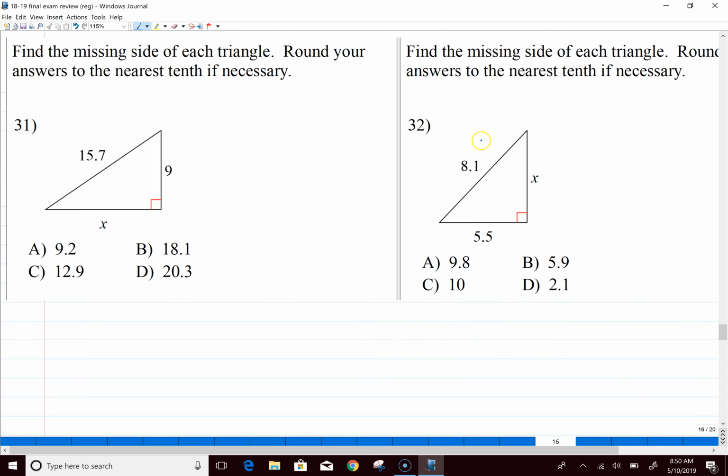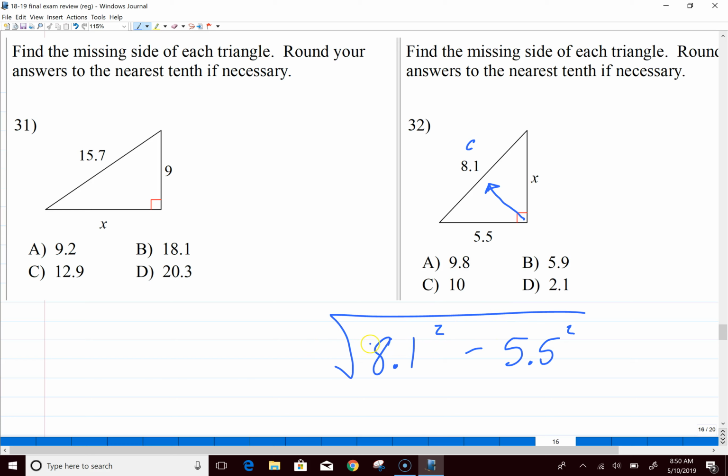Find the missing side, round to the nearest tenth if necessary. Do I have the C? Yes, that means you subtract: 8.1 squared minus 5.5 squared. Take the square root. Remember that if you don't have C, then you would put a plus sign here and do the exact same math, right?